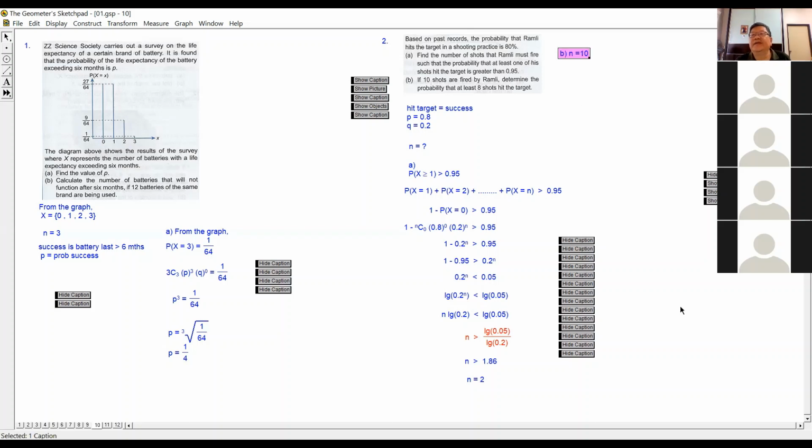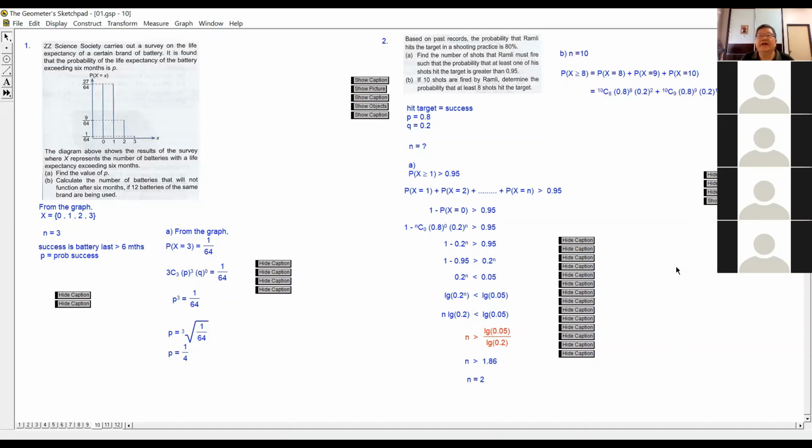So let's see. Now you are given the n already, right? Now n equals 10. So you're going to fire the gun 10 times. So what is the probability of hitting it 8 times, 9 times, and 10 times? That is what you want. Probability of at least 8 of them hitting the target. It means that you want the probability of x equals 8, x equals 9, or x equals 10.